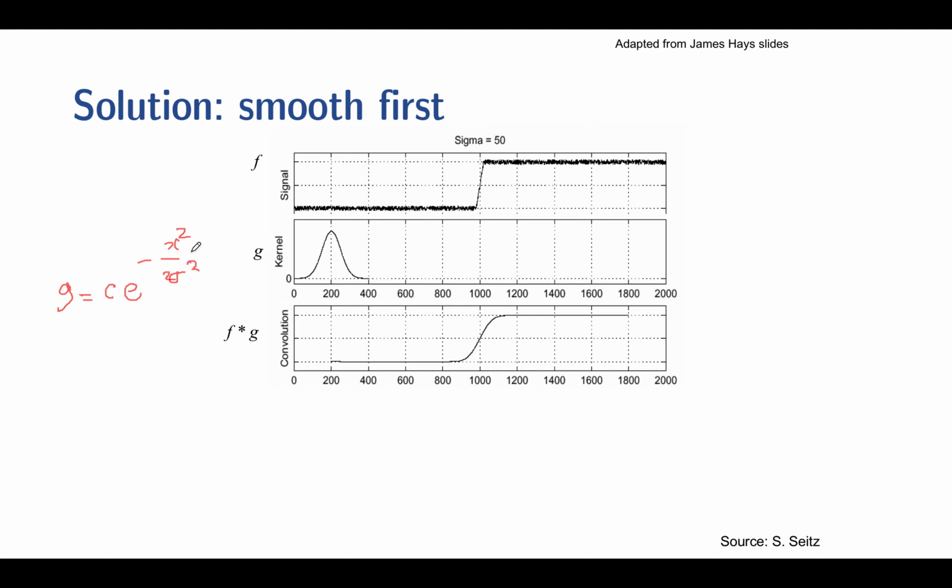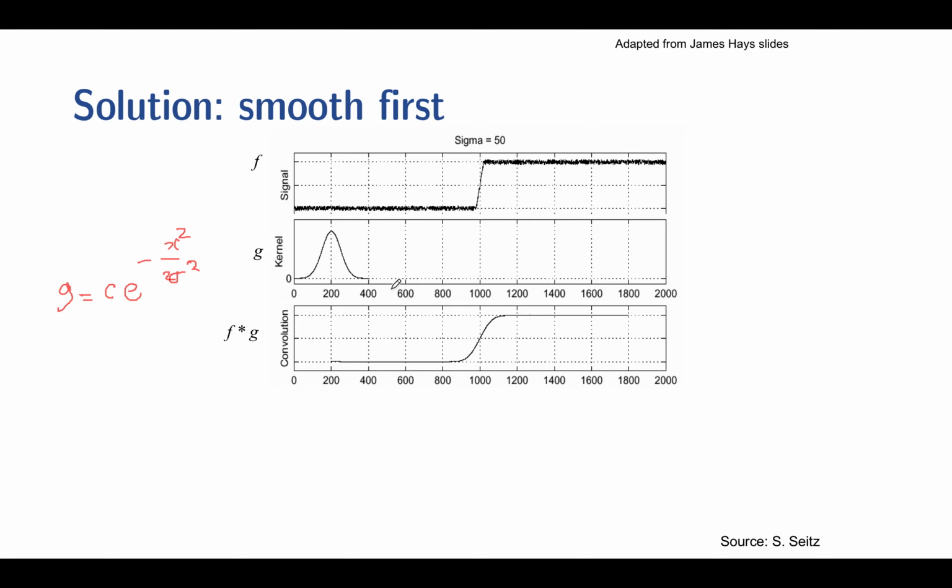Okay, so that's what the function is. Sigma is a parameter which appears in the denominator of this exponent. If you increase sigma, the Gaussian gets fatter. If you reduce sigma, the Gaussian gets thinner. So I use this as an average filter, a smoothing filter, and I apply that to the original signal. This f convolved with g gives me this.